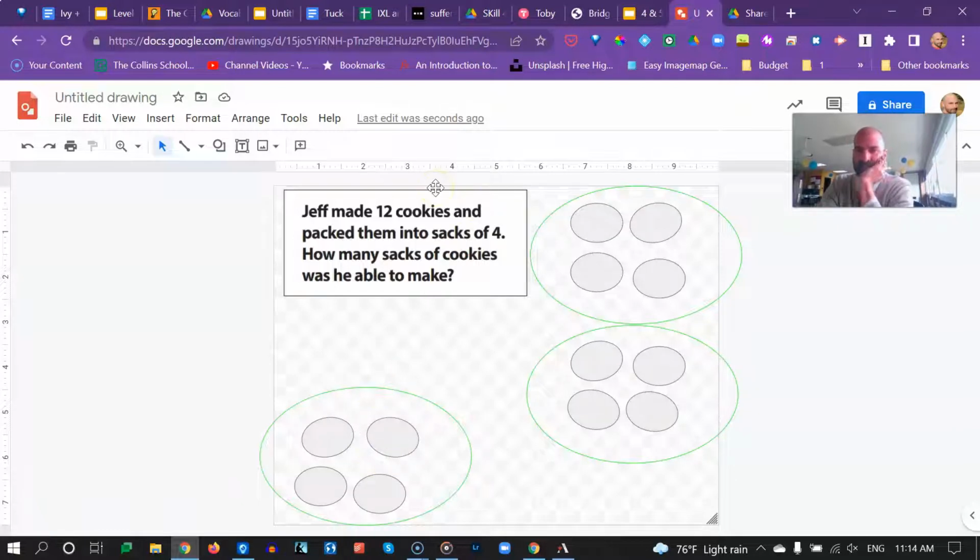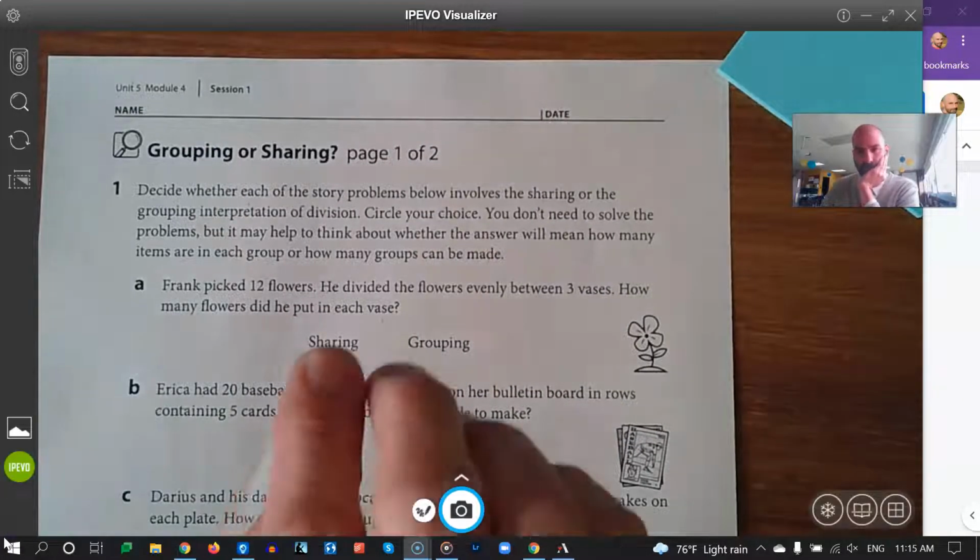So in one case, I had 4 cousins, and I shared cookies with each one, and then found that it was 3 total cookies for each. And in this one, I put them in groups of 4. And how many groups of 4 could I do? I could do 3.